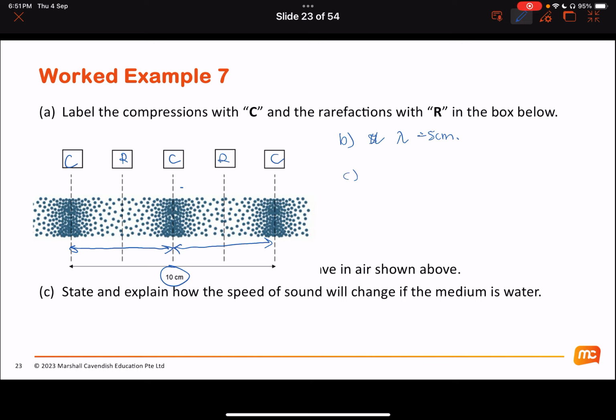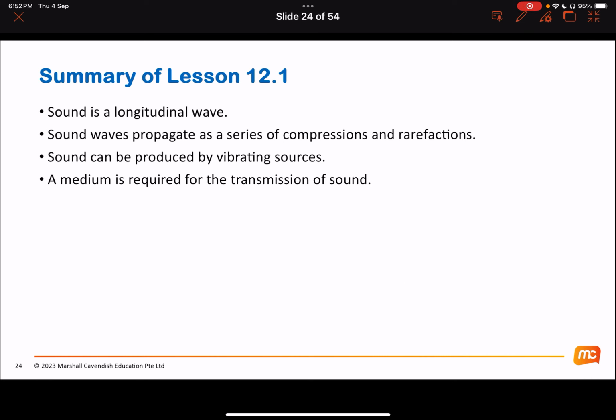Okay, C. State how the speed of sound will change. Speed of sound will increase in water. So this is the first part.